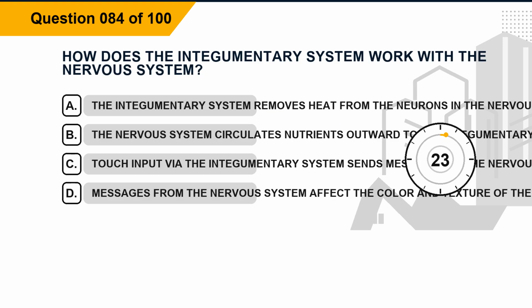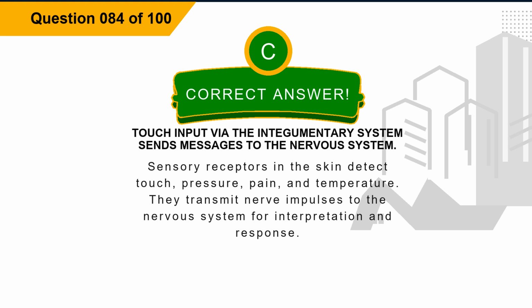Question 84. How does the integumentary system work with the nervous system? Option A, the integumentary system removes heat from the neurons in the nervous system. Option B, the nervous system circulates nutrients outward to the integumentary system. Option C, touch input via the integumentary system sends messages to the nervous system. Option D, messages from the nervous system affect the color and texture of the skin. The correct answer is option C, touch input via the integumentary system sends messages to the nervous system. Explanation. Sensory receptors in the skin detect touch, pressure, pain, and temperature. They transmit nerve impulses to the nervous system for interpretation and response.